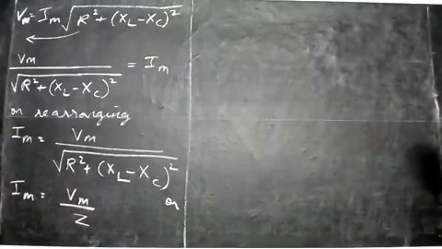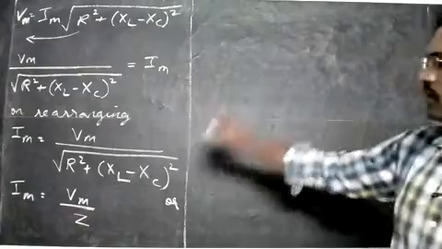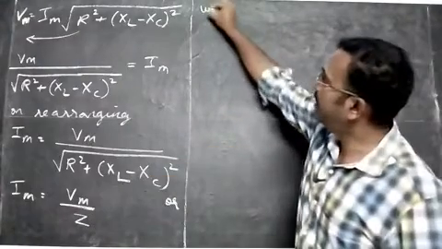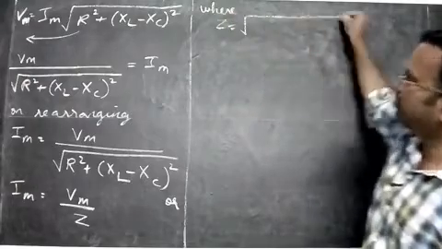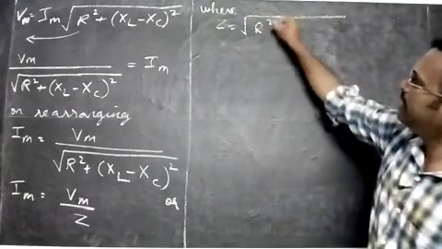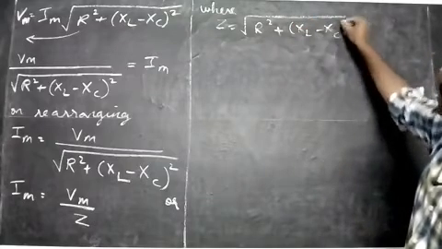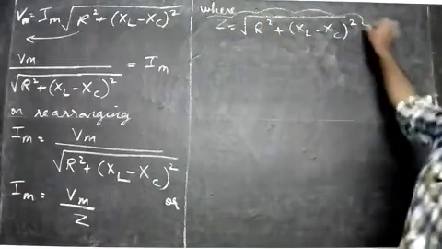Okay, here's the right side now. Let's continue the side here. Okay, this is R. In this case, we have written here Z is equal to this term. So we can say that Z is equal to the root of this term, that is R square plus this term, XL minus XC, the whole square. This is a very important term that we get here.